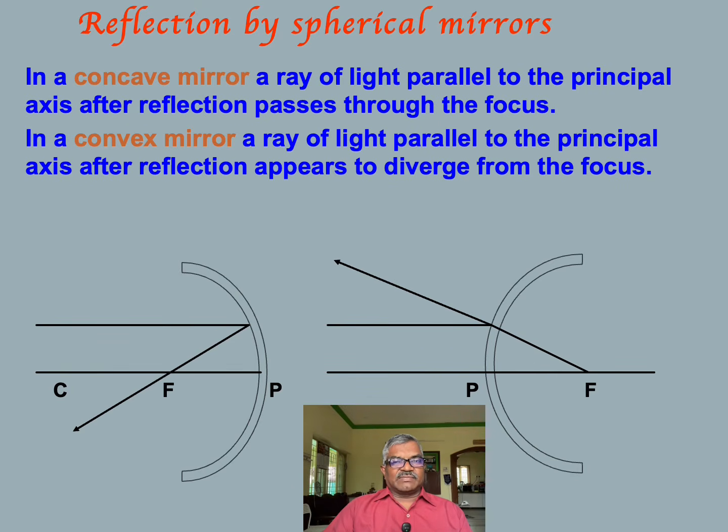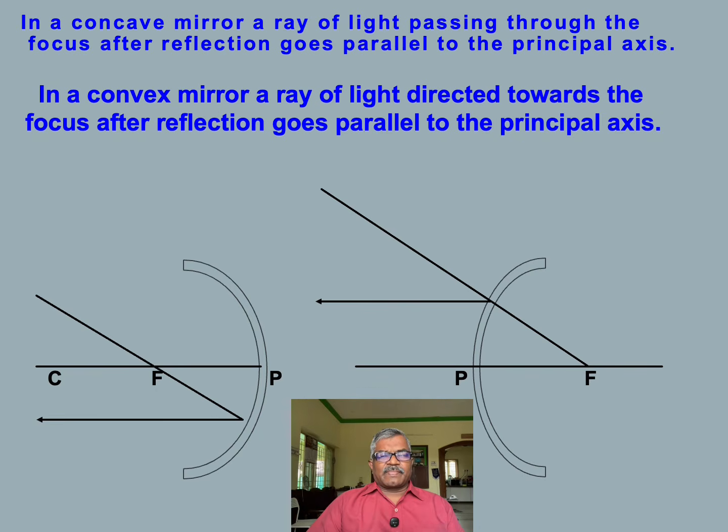Reflection by spherical mirrors. A ray parallel to the principal axis after reflection will pass through the principal focus in case of a concave mirror, or appear to diverge from the principal focus in case of a convex mirror.